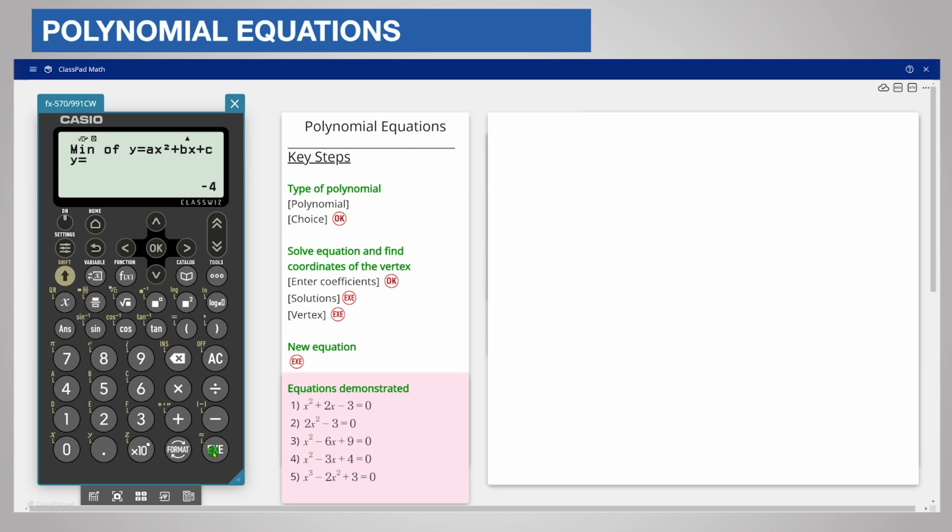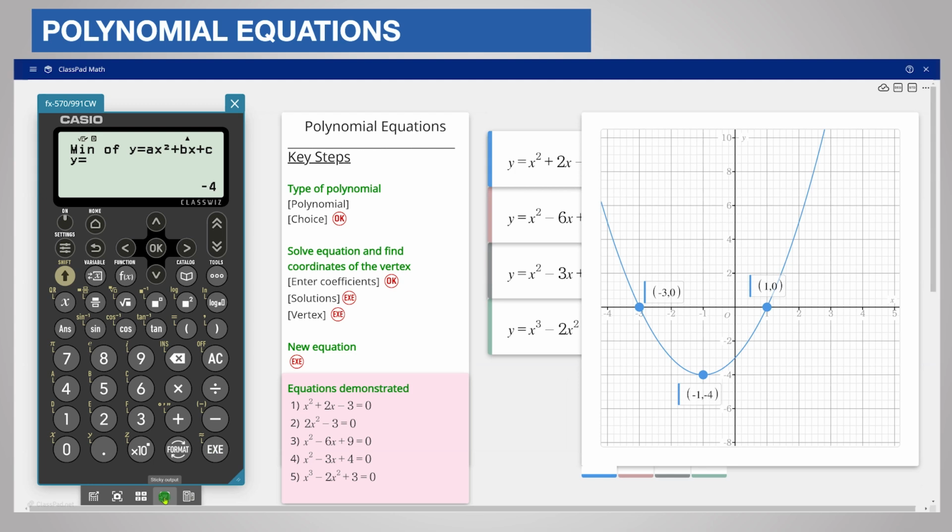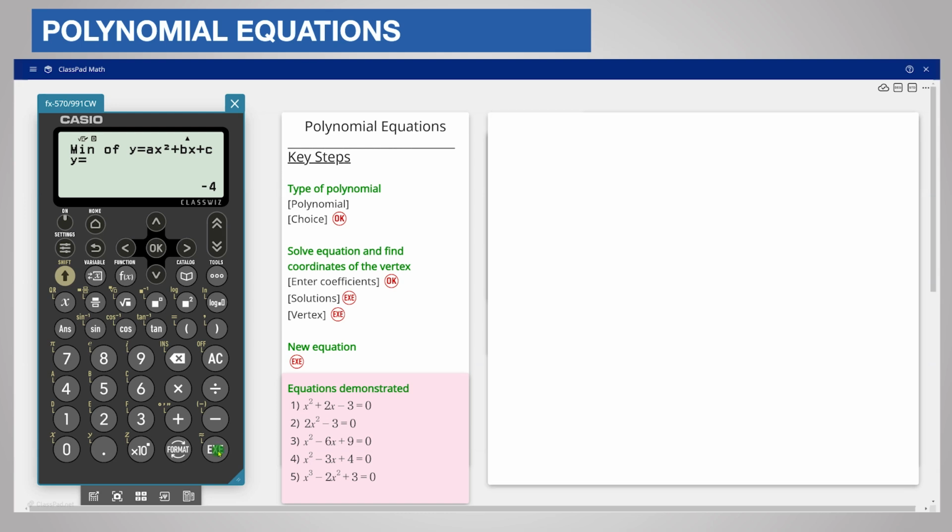If you are using the emulator in ClassPad.net as I am, you can also display the graph of the function and the coordinates of its key points by pressing the Graph button on the emulator toolbar. I have already done this. We can see the roots or solutions of the equation and the coordinates of the vertex. You can enter a new equation by pressing the execute key or OK.